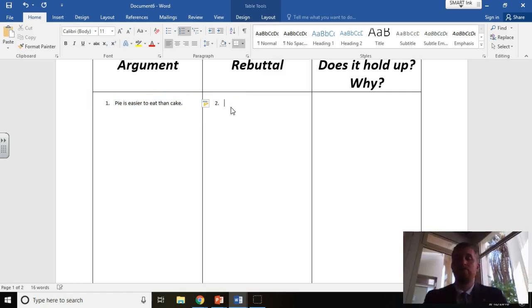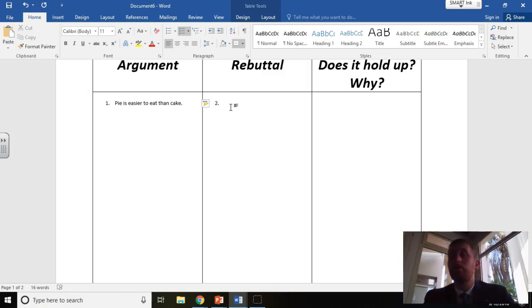Now, the rebuttal stage comes after the first 4 minutes, which is going to be the argument section where you're going to be speaking directly to the class. The rebuttal stage is going to be the questions that I'm going to be asking those individuals in the class. So for example, if I have a number of students during their mock congressional hearings make the argument that pie is better than cake because pie is easier to eat, then as a teacher, I realize that I need to counter that argument.